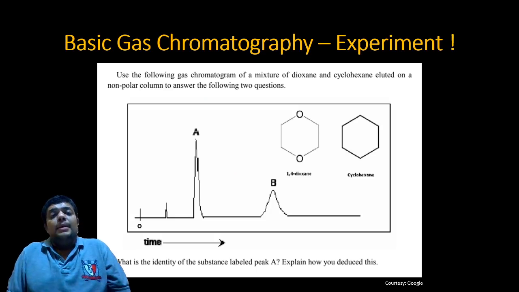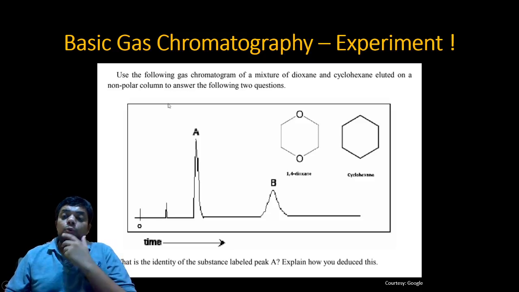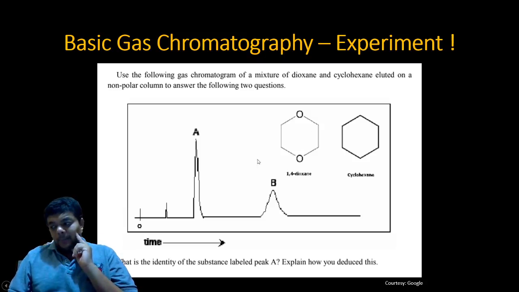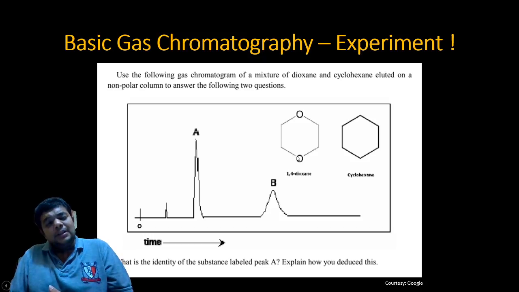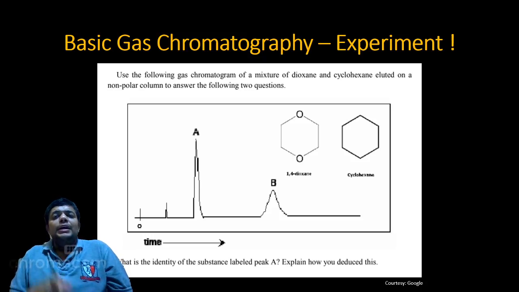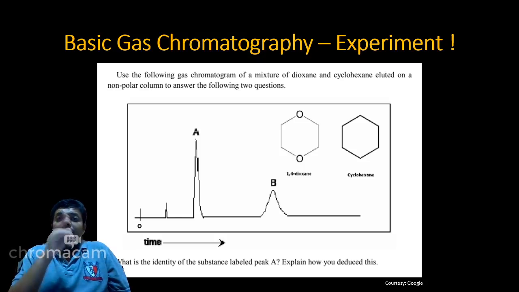Moving further, a basic gas chromatography experiment. Let us assume that we have two compounds, cyclohexane and 1,4-dioxane. While comparing cyclohexane and 1,4-dioxane, over here you do not have any oxygen atoms, but over here you have two oxygen atoms. As you all know, oxygen atoms are polar by nature, electronegative by nature. It will make the molecule more polar compared to the other one. Now you read the question.